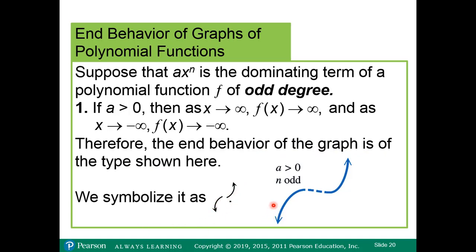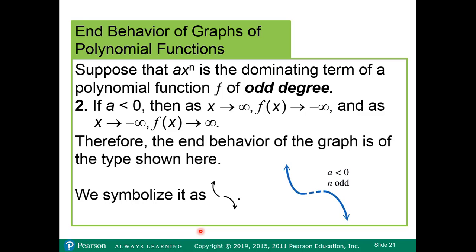It's going to go from falling on the left to rising on the right. So it's going to have this general increasing trend, if you will. If we have ax to the n with odd degree and a is negative, then it's going to go the opposite direction. It's going to flip, which means it's going to have a general downward or negative trend from left to right. So it's going to look something like this.